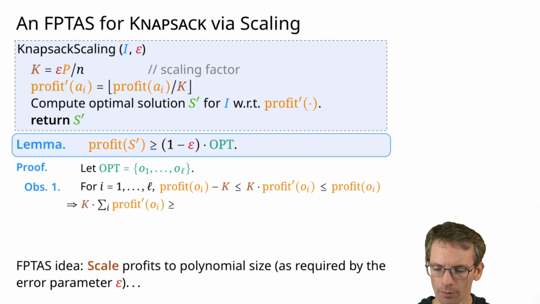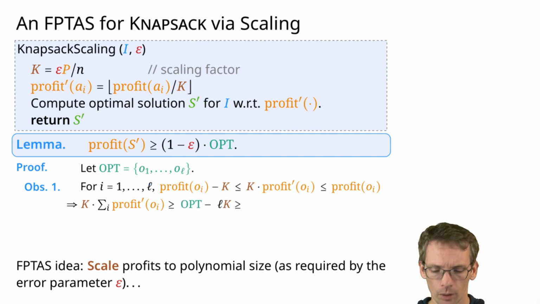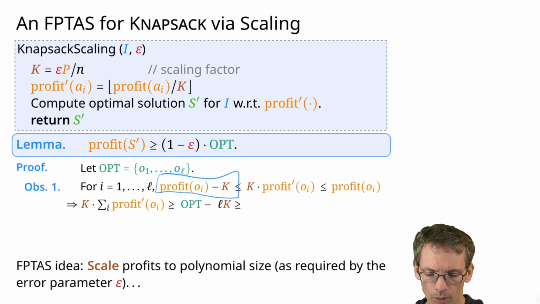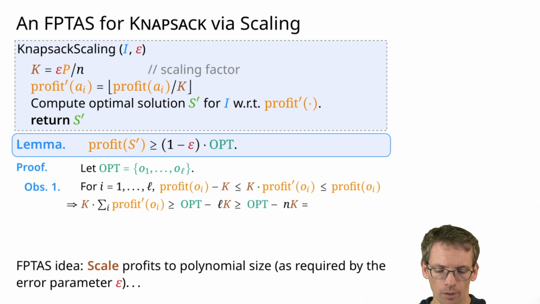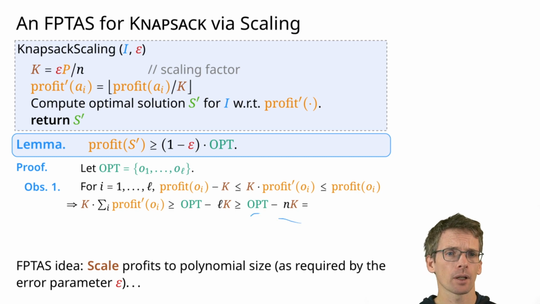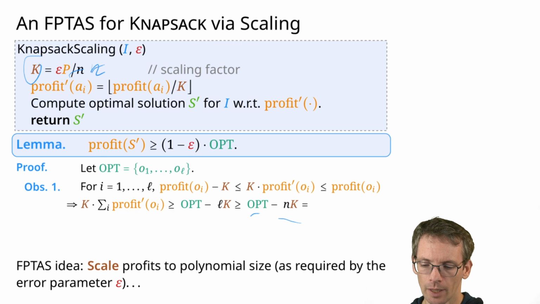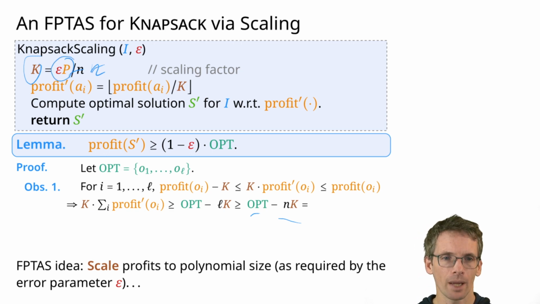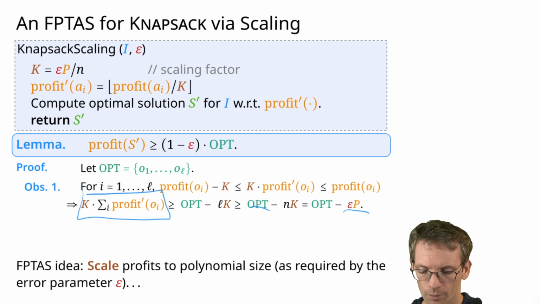Now this was for one element, so let's have a look at what this means if I take all of the objects in the optimal solution. So I sum up over these. Now I have the sum of these values. If I take this lower bound, this is the sum of the optimal profits, which is simply opt minus k times the number of elements in the sum, so minus l times k. I can lower bound this by making l larger. l is bounded by n, so I get opt minus n times k. And if you now look at k and multiply it by n, the n's cancel, epsilon times p remains. So this is opt minus epsilon times p as a lower bound for this sum here.